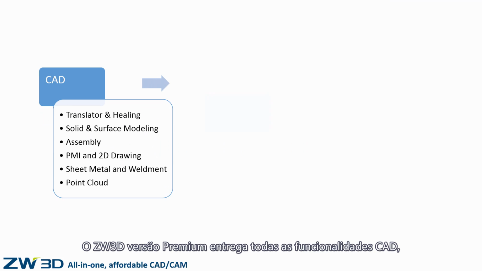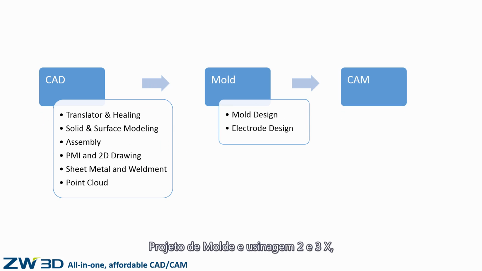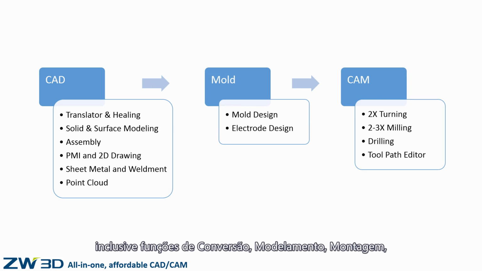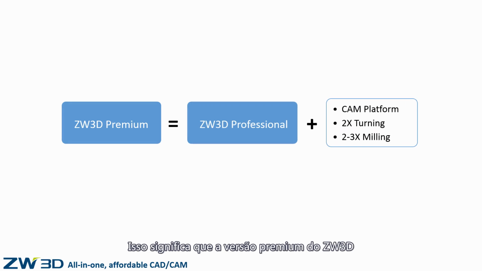ZW3D Premium Version provides full CAD functions, mold design, and 2 to 3x machining, including translator, modeling, assembly, sheet metal design, 2x milling, drilling, 3x milling, etc. Which means ZW3D Premium Version adds turning and 2 and 3x milling functions to the Professional version. With Premium version, ZW3D delivers an easy and efficient all-in-one CAD CAM solution.